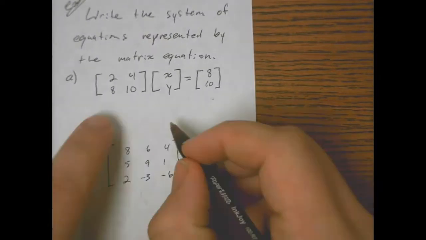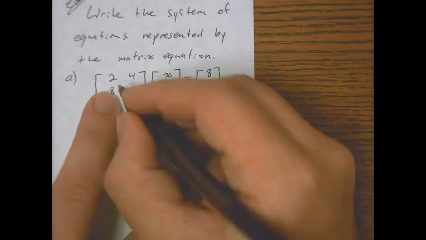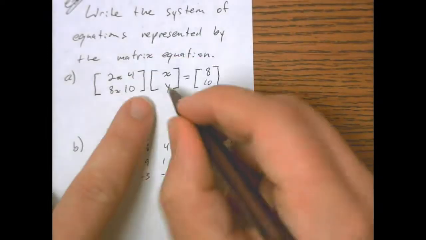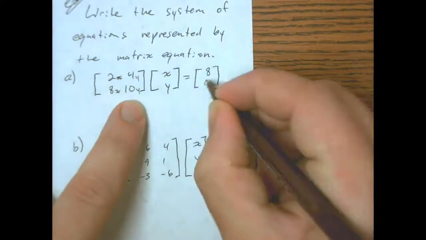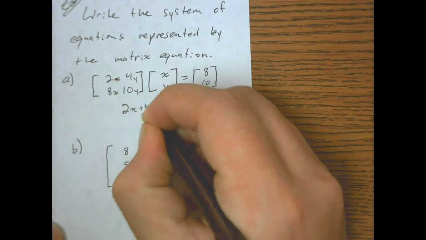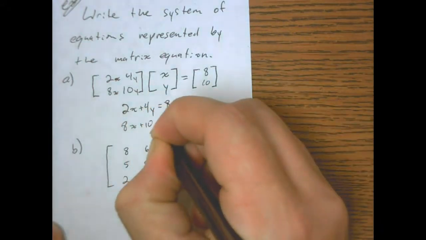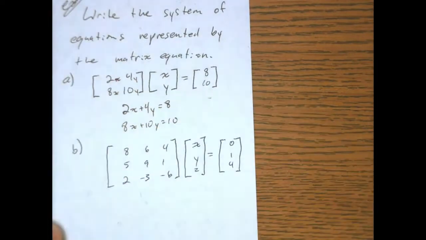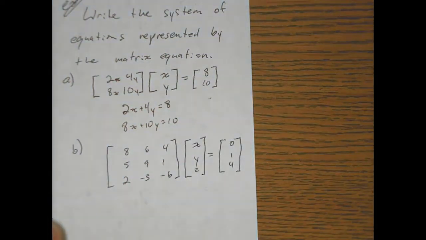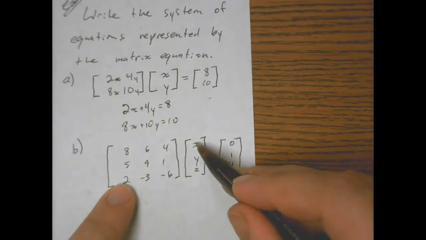Read. So again, same sort of idea, except it's going backwards. Notice our x comes first, so this is my x and my x. Then I have my y, so y and y. Then I have my constant. So I have 2x plus 4y equals 8, and 8x plus 10y equals 10. Yay, that's the system.